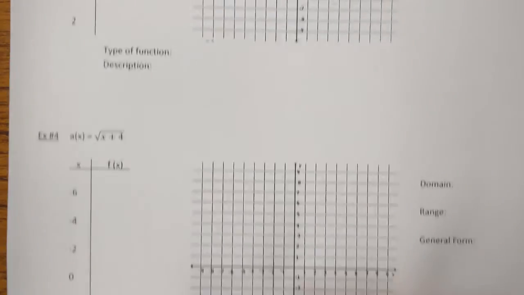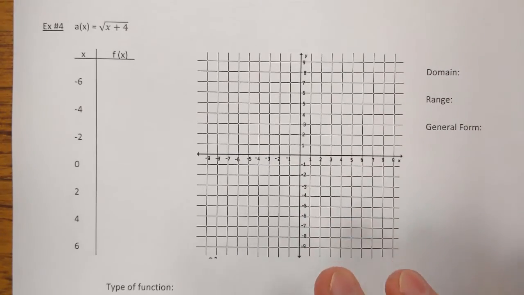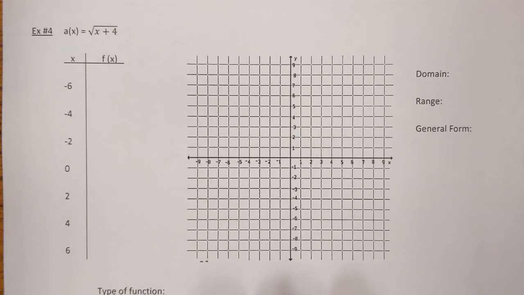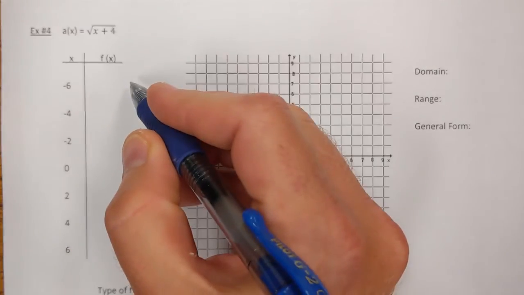Here's examples 3 and 4. I think it goes all the way up to number 7. Do the best you can, and then I'll come back with the descriptions and the type of functions here in a little bit. I do want to give you one quick note.